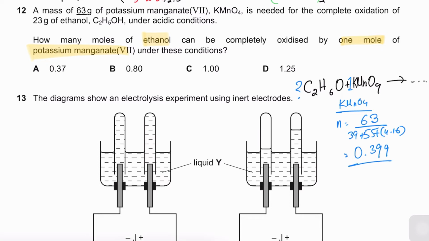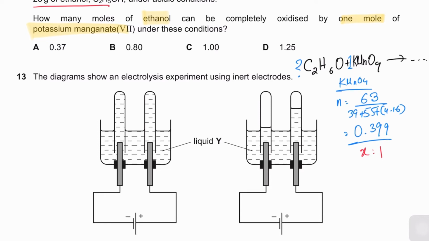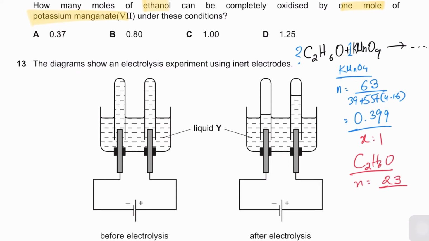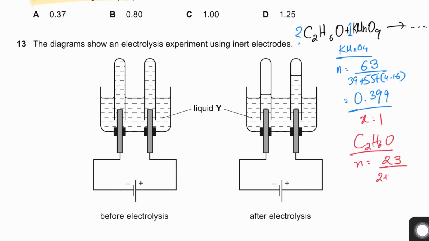So now we're going to be doing the molar calculation, which is X is to 1, which we do not know. And we are also given the information of ethanol. So before we do that, we also need to find information about ethanol. Again, moles is going to be mass divided by Mr. For ethanol, Mr is going to be 2 times 12 plus 6 plus 16. So what is going to be the answer? 23 divided by 2 times 12, which is 24, plus 6 plus 16, which is going to be 0.5.